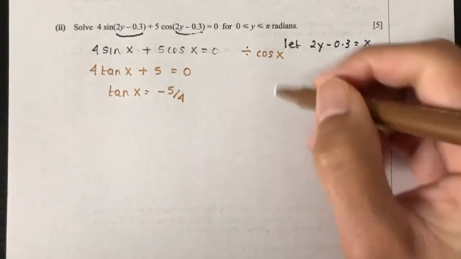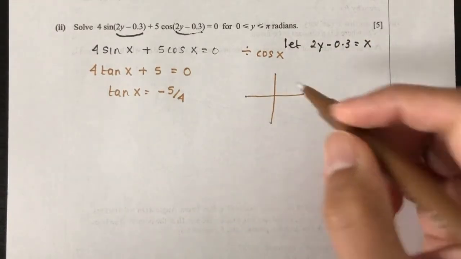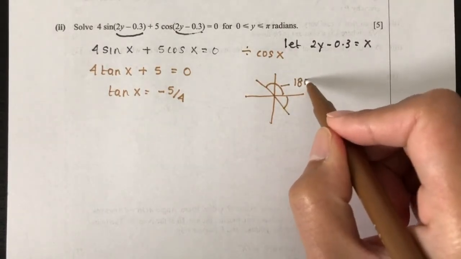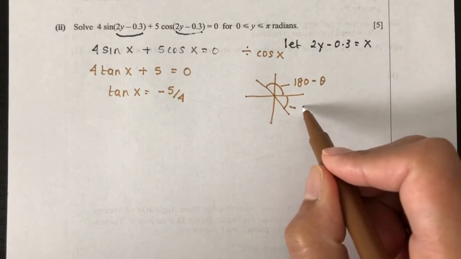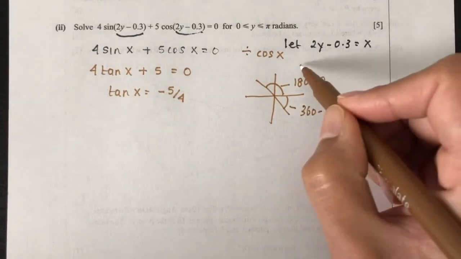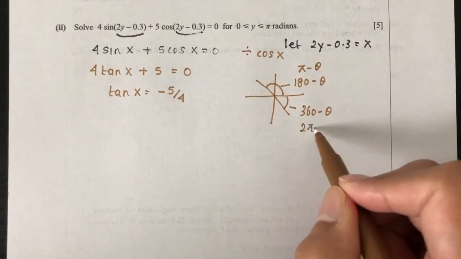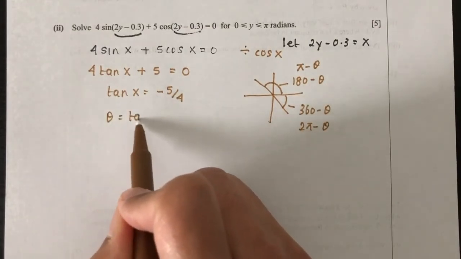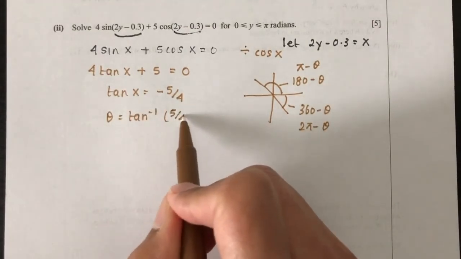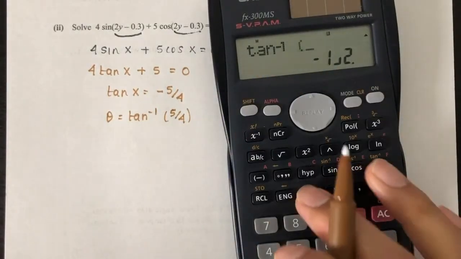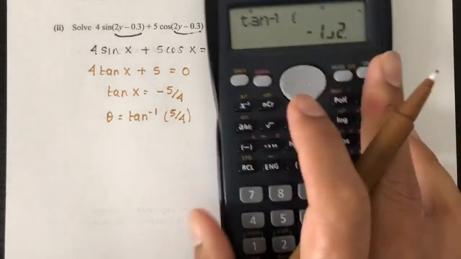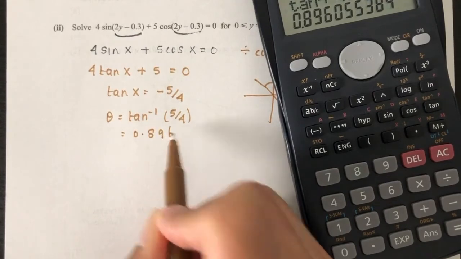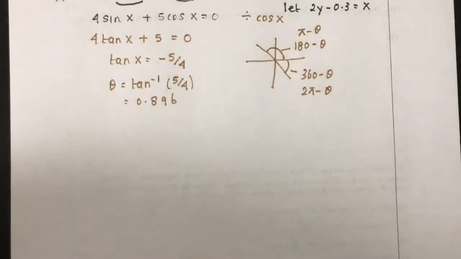Now if tan is negative, you know by your quadrants that it has to be in your second quadrant and your fourth quadrant. This is 180 minus theta, and this is 360 minus theta. Or you can write pi minus theta or 2 pi minus theta. So first let's find the value of theta. Theta is not the same as x. Theta will be tan inverse of the positive value of this. So here we have to use radians, as you can see. That will be 0.896.